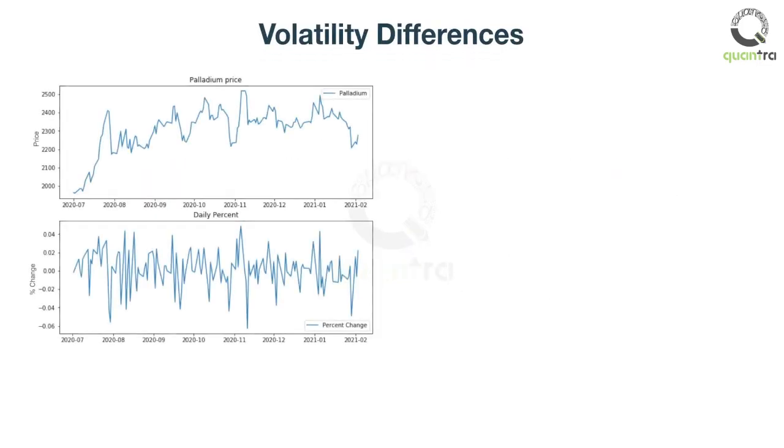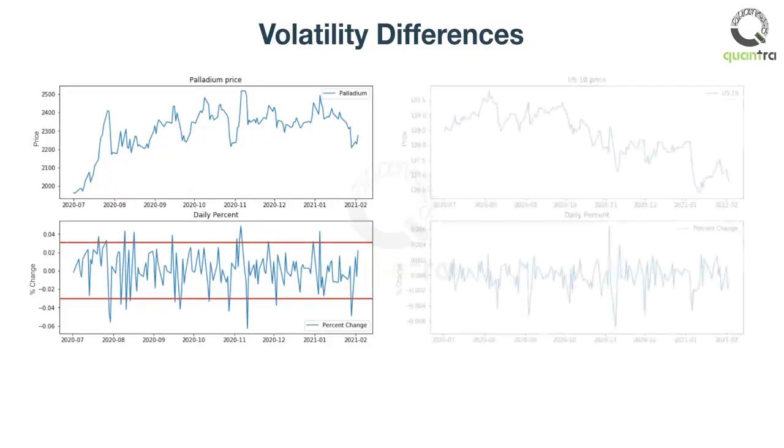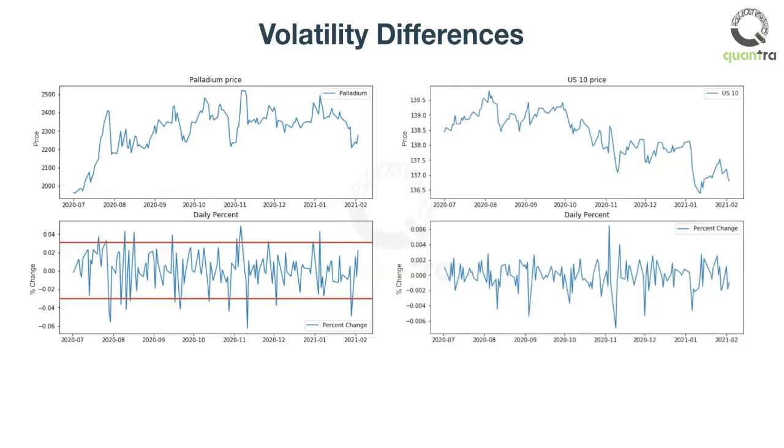For the palladium market as an example, daily moves of 2 or 3% up and down are common, and shouldn't come as a surprise to anyone. Those are simply normal daily variations. But in a market, such as the 10-year Treasury, a daily move of 0.5% would be considered extreme.